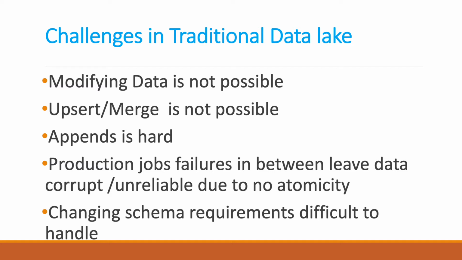Similarly, there is a high possibility of production job failures in between. Some of the data is loaded and some of the data is still not loaded, but sometimes the production job fails, leaving the data in a corrupt state, unreliable because of no atomicity. The traditional data lake does not support atomic transactions, so that gives a very high failure rate, which will leave the data inconsistent.